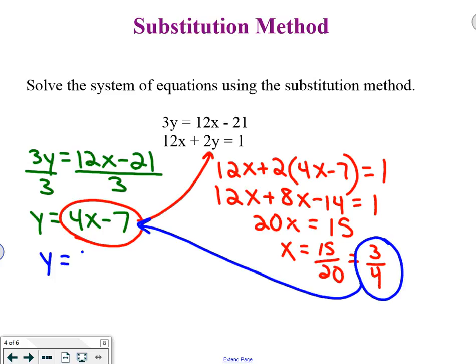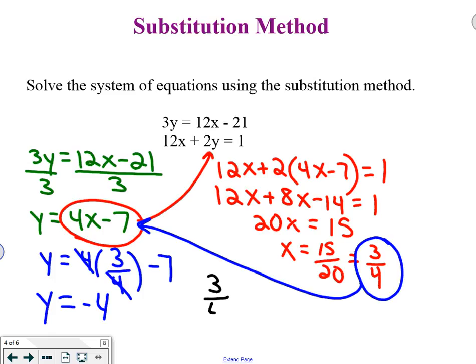y equals 4 times 3/4 minus 7. For those of you that like to use decimals, you can't cancel the 4's like I can. So I can easily see that y equals -4. So the solution to my system of equations is the point 3/4, comma, -4.